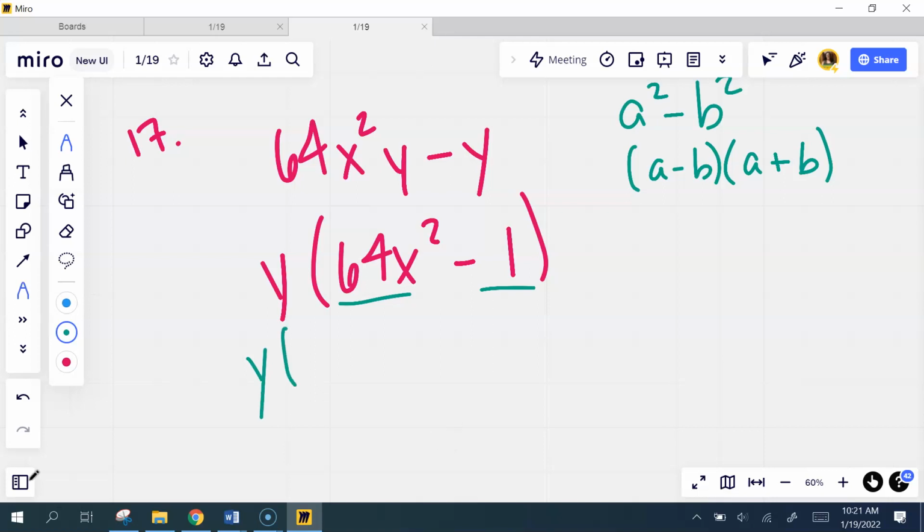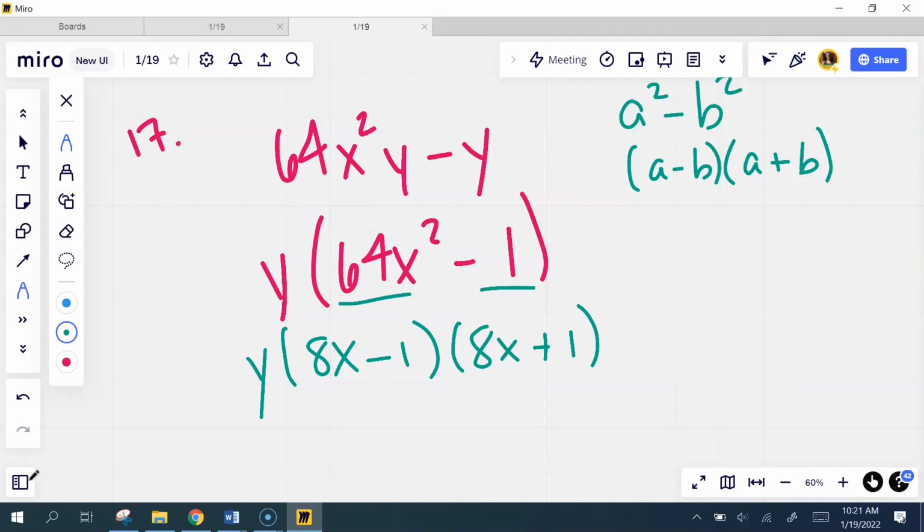So here, the y is still outside. What do you multiply 2 times to get 64x squared? 8x. That's right. And what do you multiply 2 times to get 1? 1. So I do 8x minus 1, and then I do 8x plus 1. That's all you had to do there.